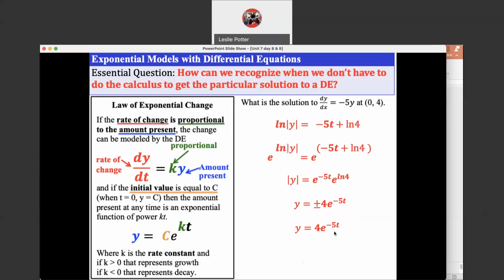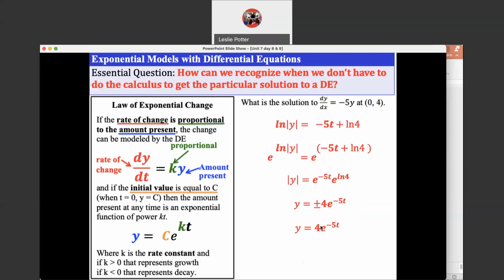So if we look at our solution here, and we follow the numbers, we see that our proportionality constant, -5, goes to the power. And our initial condition, 4, goes out in front. That's our multiplier. And so we should be able to jump from this condition, dy/dt equals -5y at (0, 4), all the way to here, the exponential relationship y equals 4e to the -5t, without doing any calculus. Okay, we just know to plug the numbers into the power and out front.